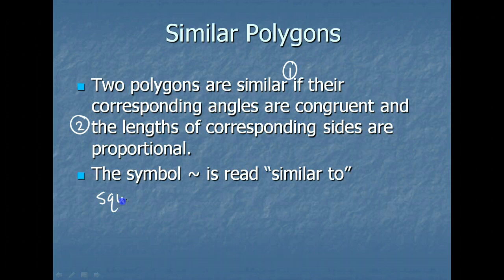Let's think about some of the quadrilaterals that we've studied. If we look at squares and rectangles, are squares and rectangles similar? Well, squares have 90-degree angles and rectangles have 90-degree angles, so my angles are going to be congruent between squares and rectangles. But the lengths of the corresponding sides are not always going to be proportional. So squares and rectangles are sometimes similar.